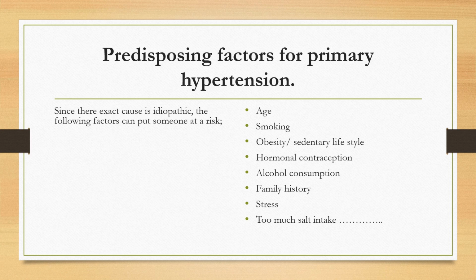We have smoking. In cigarettes, we have chemicals called nicotine. We have tar, which have direct effects on blood pressure by affecting arterial walls, making them inelastic, so in that way causing increased blood pressure.